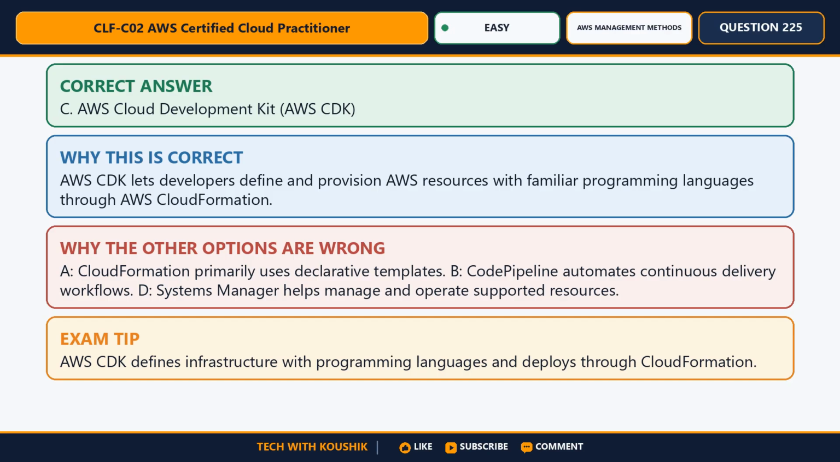A. CloudFormation primarily uses declarative templates. B. CodePipeline automates continuous delivery workflows. D. Systems Manager helps manage and operate supported resources. Exam tip. AWS CDK defines infrastructure with programming languages and deploys through CloudFormation.